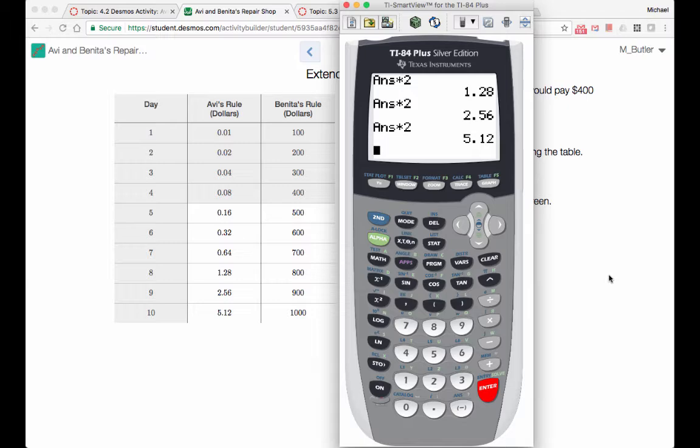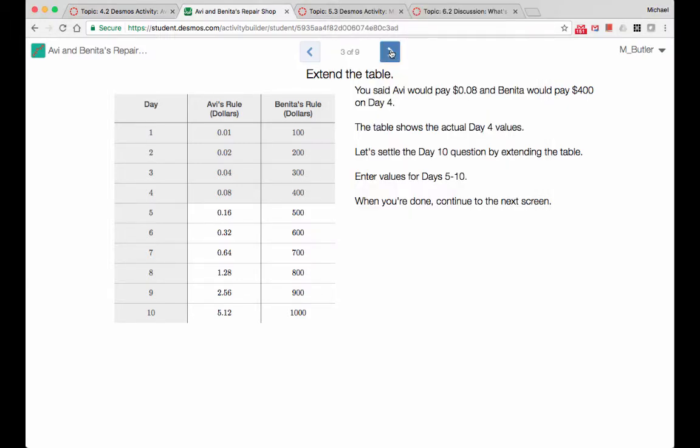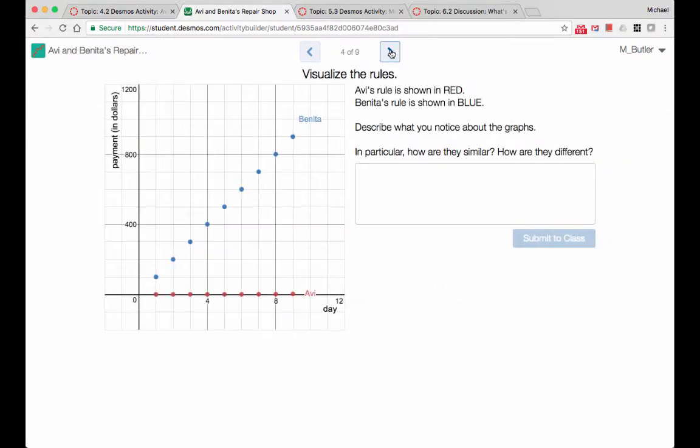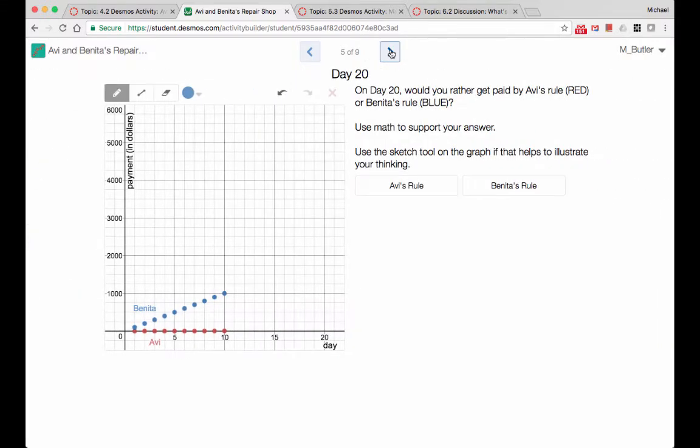So that's a really fast and convenient way for filling out the table. That's also going to help you as you move through the rest of the activity, because now they're going to ask you to go out to 12 days and they're going to ask you to go out to 20 days. So having the calculator at hand will definitely help. Okay, I don't want to give away too much and let you figure out some of this on your own, so we're going to go ahead and stop here.